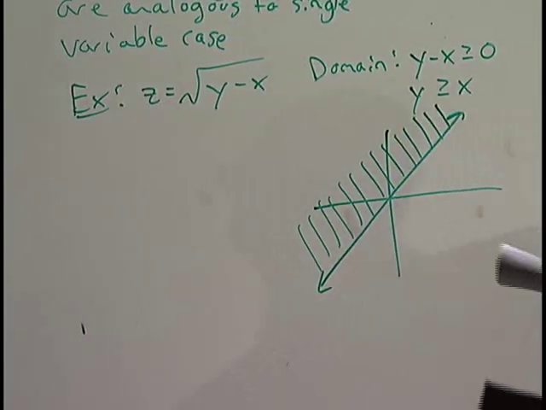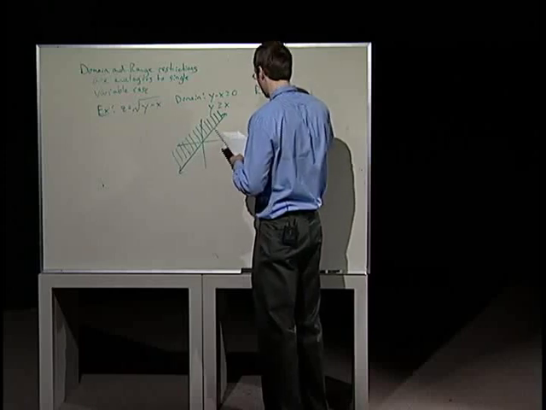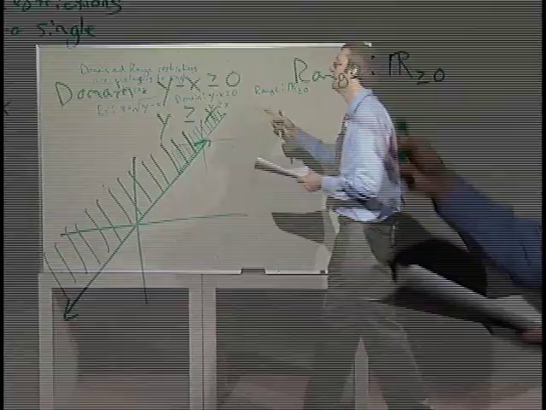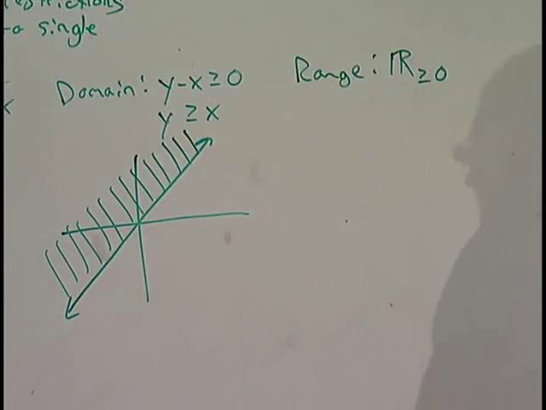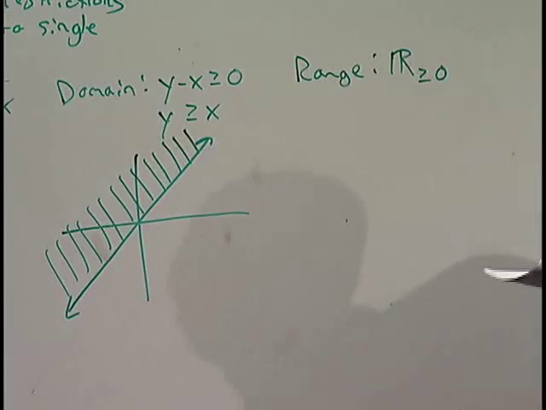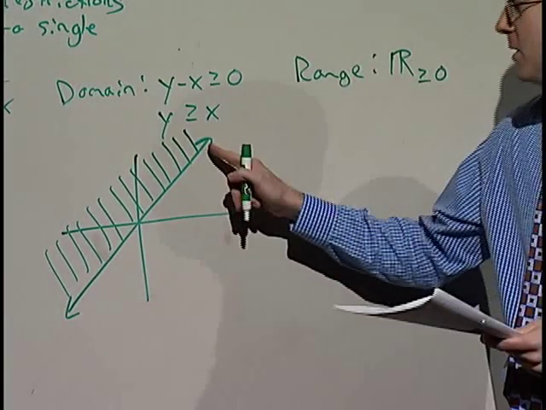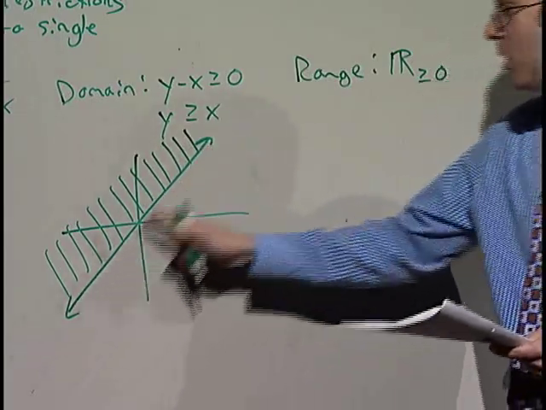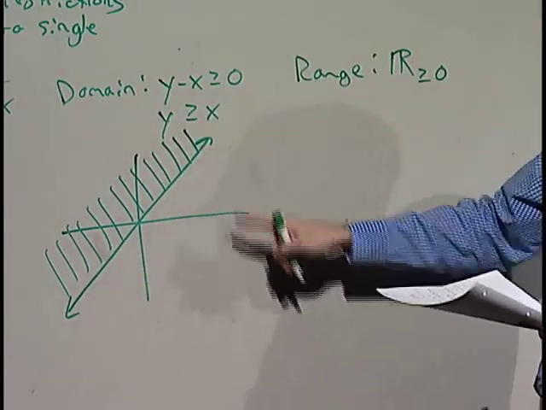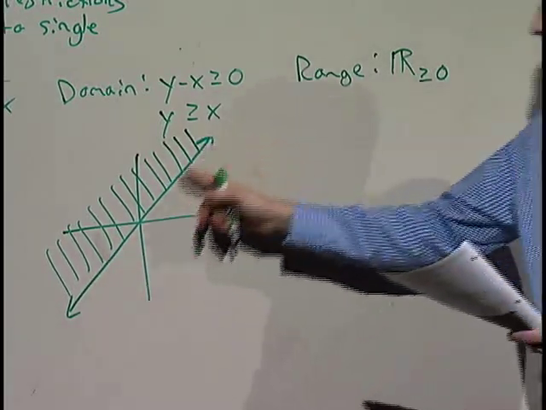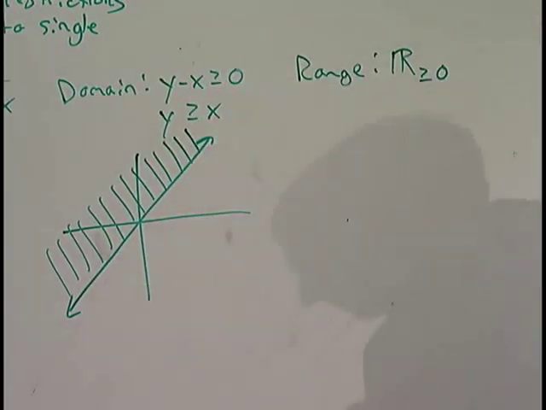And the range is going to be r greater than or equal to 0, since square roots can only produce non-negative results. Also, it's worth noting that the line y equals x is also part of the domain set here because we do have greater than or equal to. So this line is also part of that domain set.